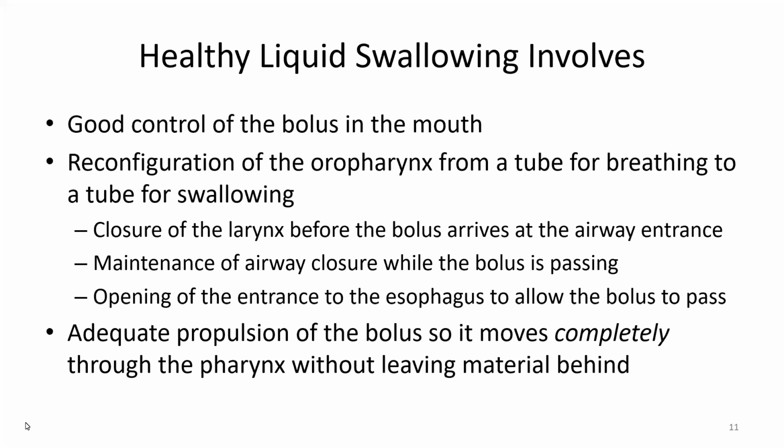So safe swallowing, of course, requires reconfiguration of the pharynx so that it stops being a pathway for breathing and becomes a pathway for ingestion. And this requires closing the entrance to the larynx and opening the entrance to the esophagus, as well as a complex series of muscle contractions that move the bolus down through the pharynx. Next slide, please.